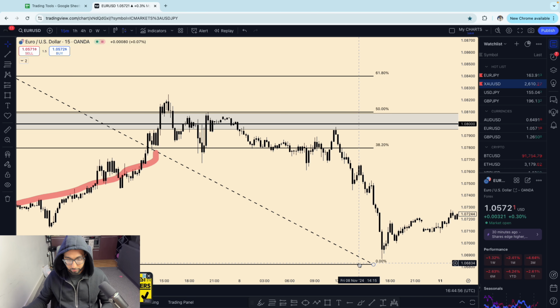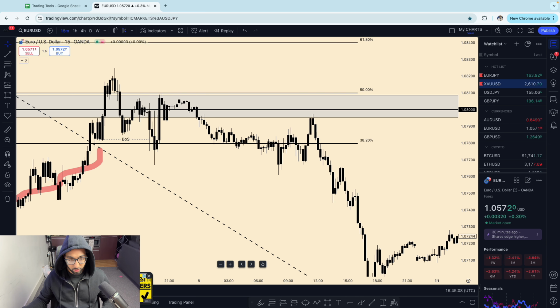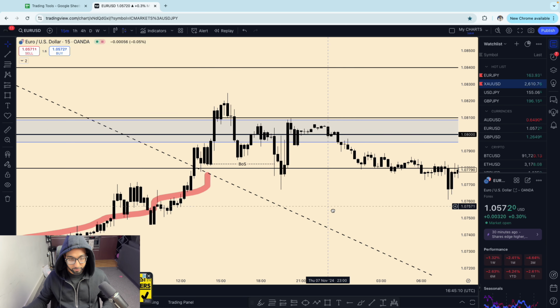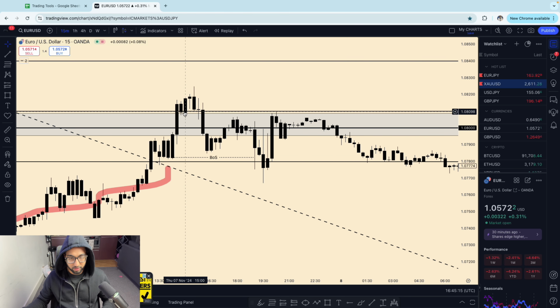Okay, let me just draw this out for you. We had the break of internal structure, and in reality, guys, we can actually clearly see, and I know this is probably very difficult to see, but if I scale in quite nicely, you can actually see we created structure right here. So technically the break of structure happened within this level right here. If you guys can see, the break of structure happened within this area.